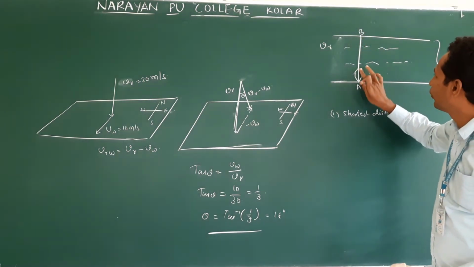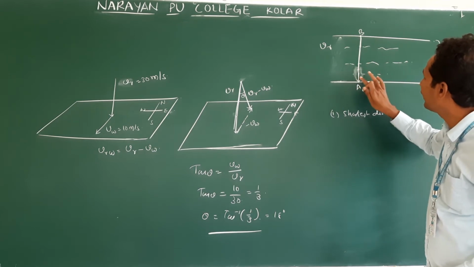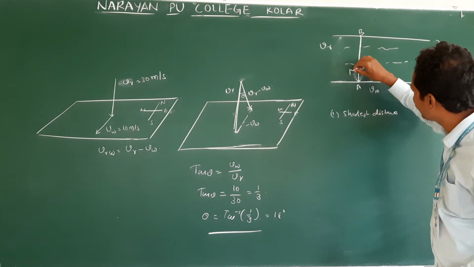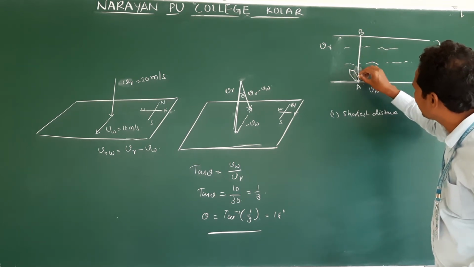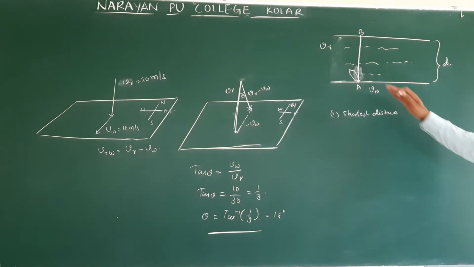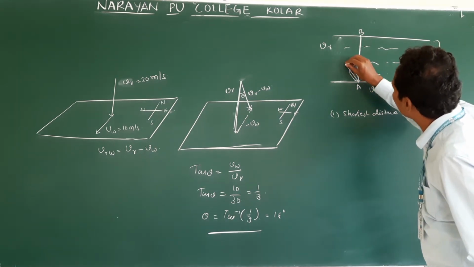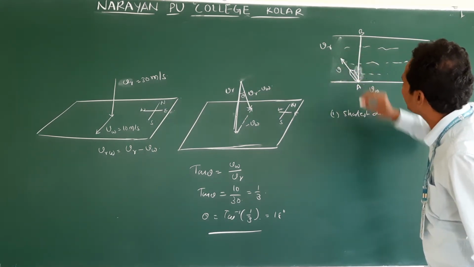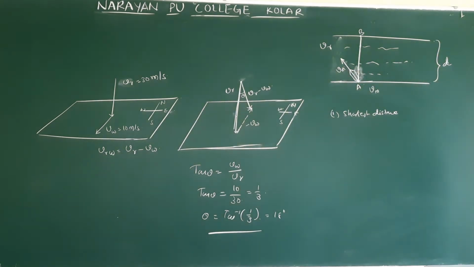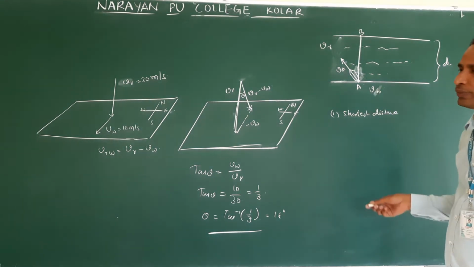So what he has to do, instead of starting pointing towards the opposite point, he has to start like this. He has to keep the direction partially against the river flow, not exactly against, partially. So this is the direction of the man. Clear? Or the boat. If we talk about the man, then Vm. If we take the boat, Vb.